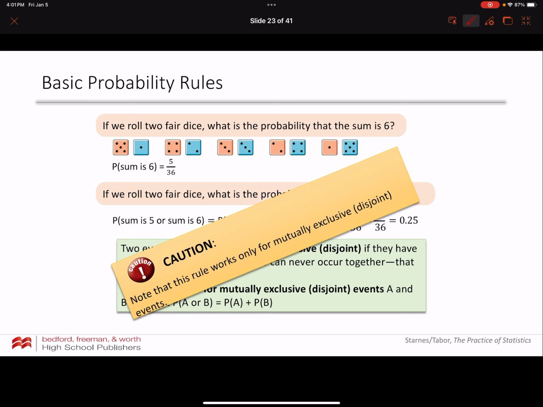Okay, again, just another warning. We'll talk later about what if my events aren't disjoint. We'll talk later about what you do. But for right now, if they're disjoint and it says this or this, you add them together.